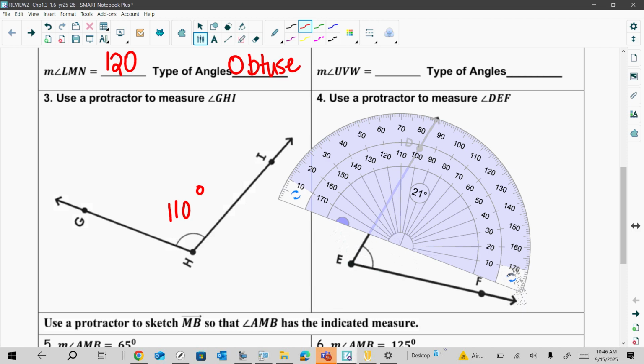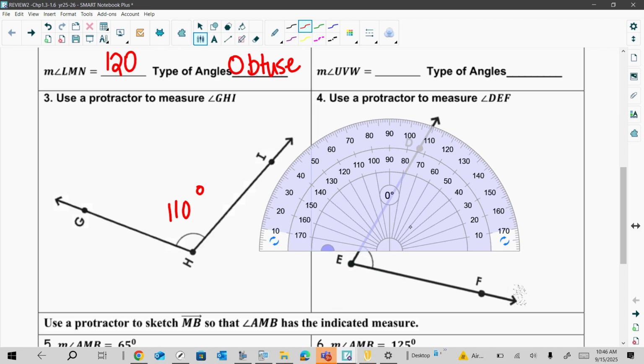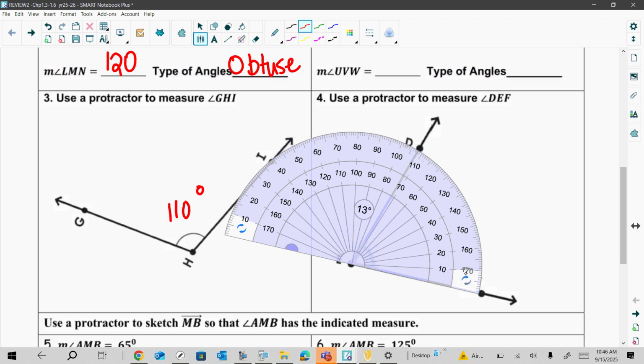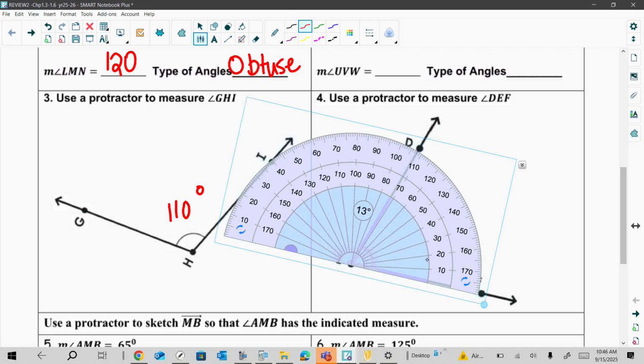So if you do not have a protractor at home, you're going to use the protractor at your table right now so you can measure these angles. So use the protractor you have right now to measure.